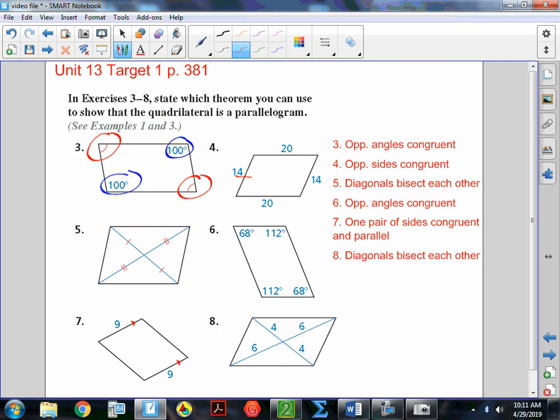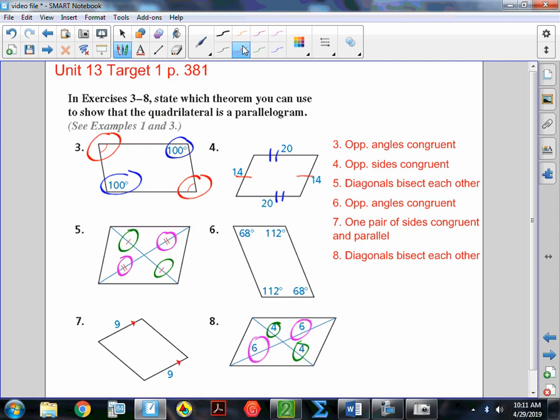For number 4, we have opposite sides are congruent. Both pairs of opposite sides are congruent. On number 5 and number 8, we have diagonals bisect each other. The diagonals bisect each other. That's enough information to show that the parallelograms are congruent.